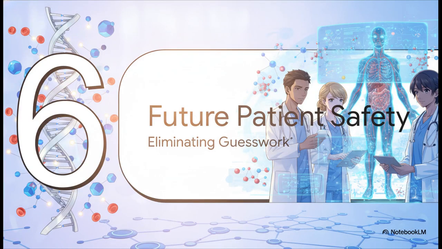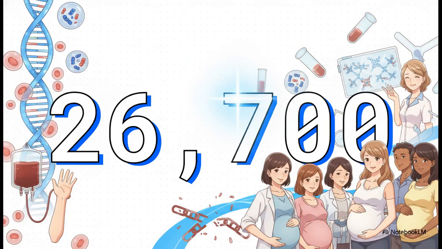Let's bring this all together in our final section and look at how this molecular methodology is reshaping patient safety and healthcare outcomes right now. I want you to consider the number 26,700. That represents the estimated doses of Rh immune globulin administered to pregnant women who didn't actually need it.